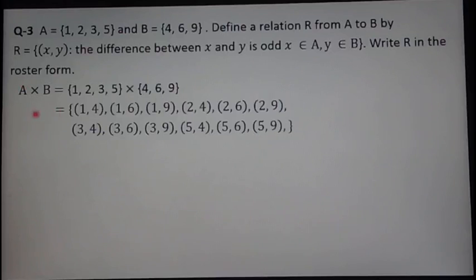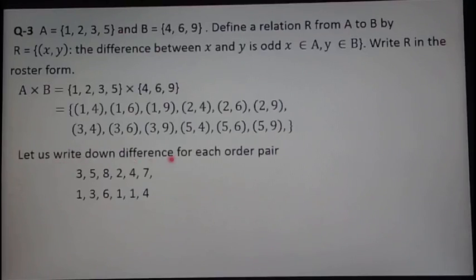I will write down A cross B. A equal to {1, 2, 3, 5}, B equal to {4, 6, 9}. So A cross B will be (1,4), (1,6), (1,9), (2,4), (2,6), (2,9), (3,4), (3,6), (3,9), (5,4), (5,6), (5,9).